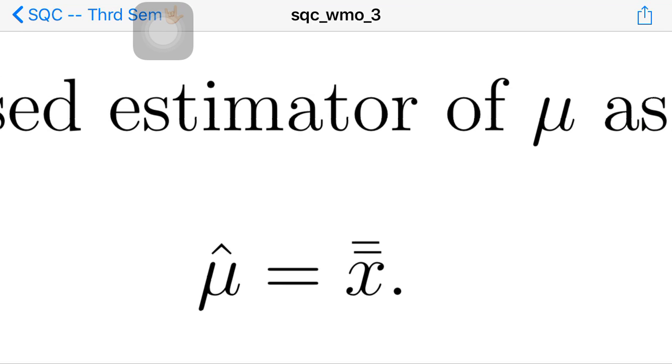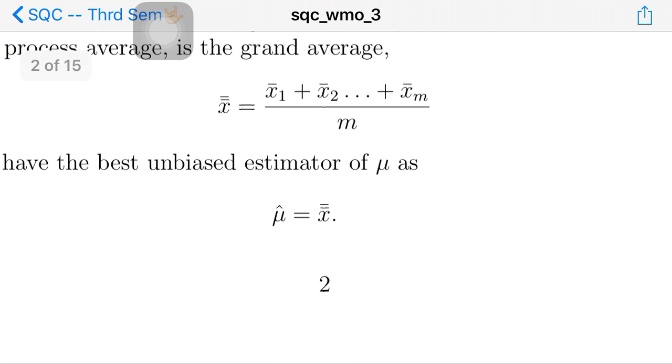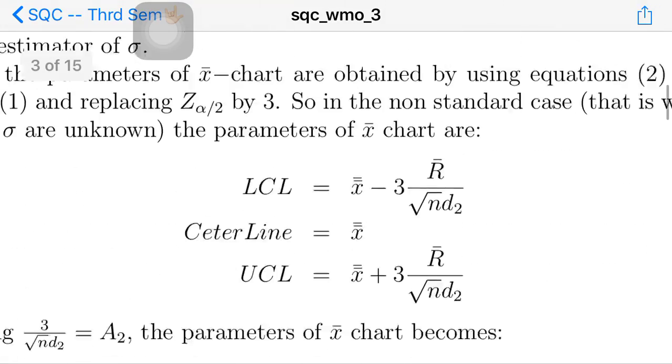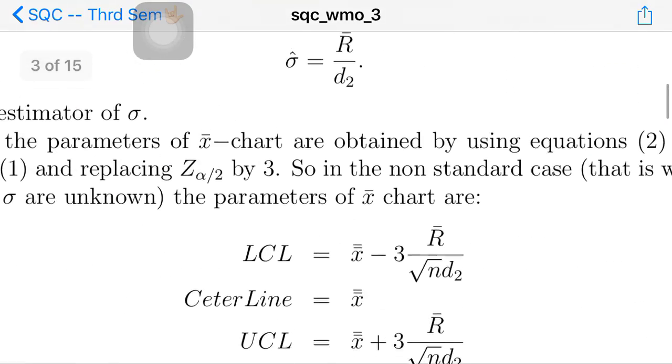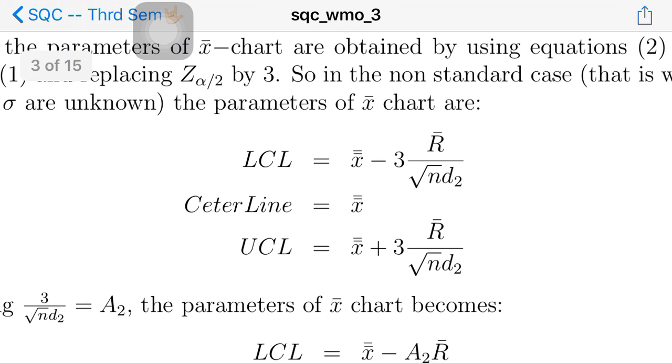So you replace mu by mu hat and sigma by sigma hat, so that you are getting the upper control limit, lower control limit, and center line of the X bar chart in the case of standard not given, that is sigma is not given and mu is not given. Okay, so these control limits along with the center line are called parameters of the control chart.